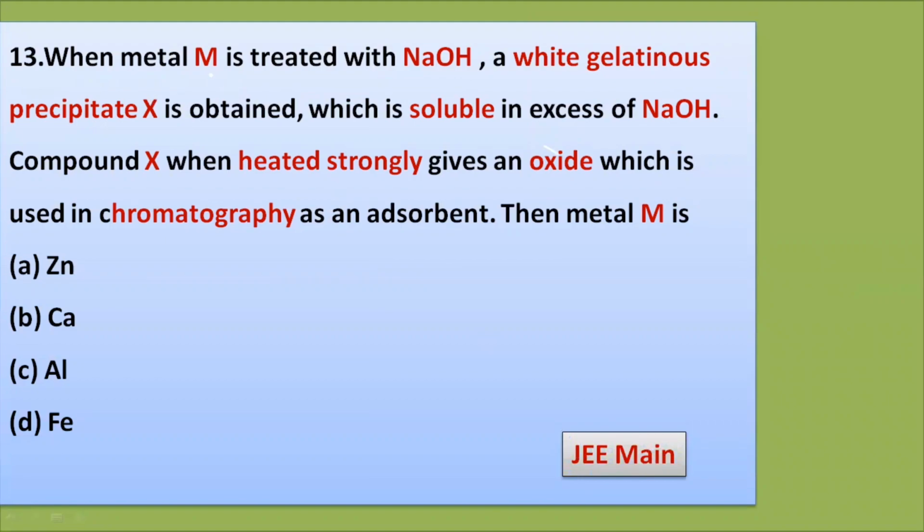When metal M reacts with NaOH, white gelatinous precipitate X is forming. We know that metal M will be the one that reacts with NaOH. We know that aluminum hydroxide is a white gelatinous precipitate, which is soluble in excess of NaOH. When excess NaOH is added, we get a soluble complex, sodium tetrahydroxoaluminate.